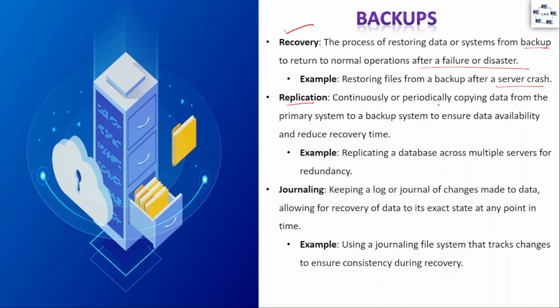Replication is continuously or periodically copying data from the primary system to a backup system to ensure data availability and reduce recovery time. Example, replicating a database across multiple servers for redundancy. What is journaling? It is keeping a log or journal of changes made to data, allowing for recovery of data to its exact state at any point in time. Example is using a journaling file system that tracks changes to ensure consistency during recovery.